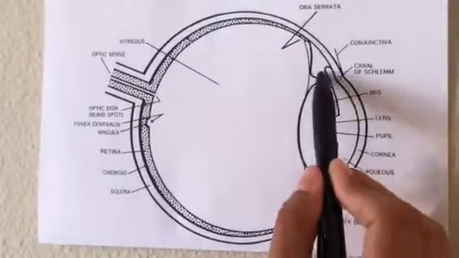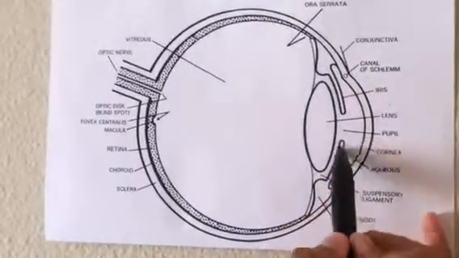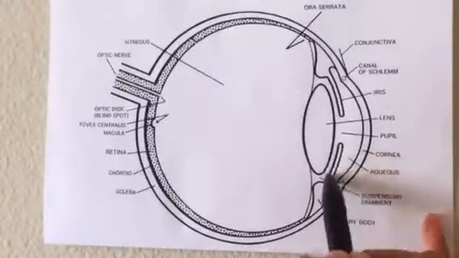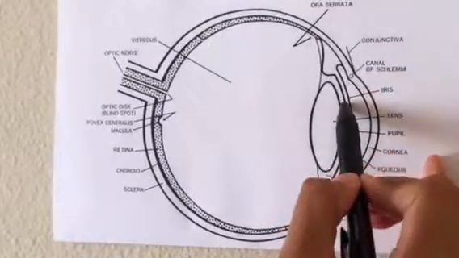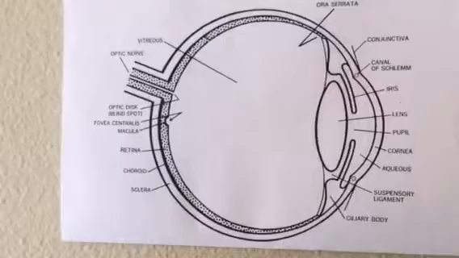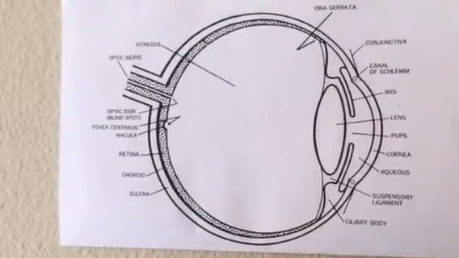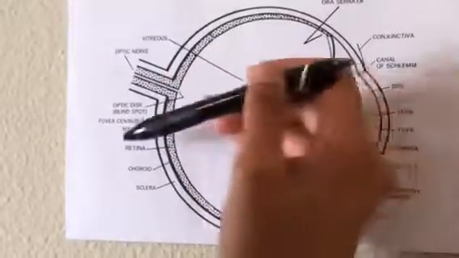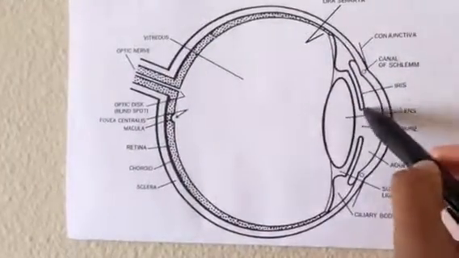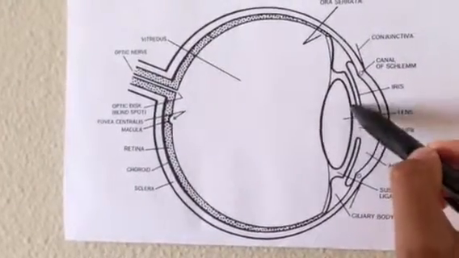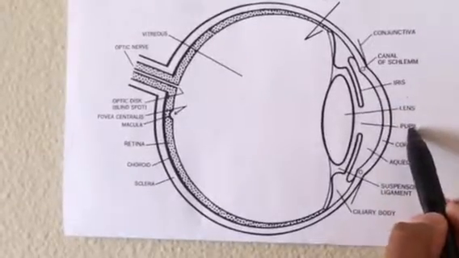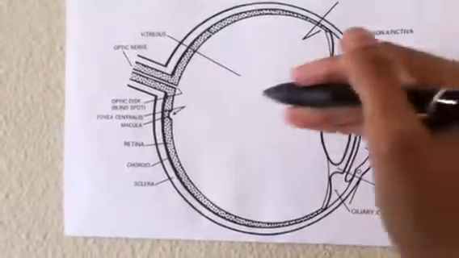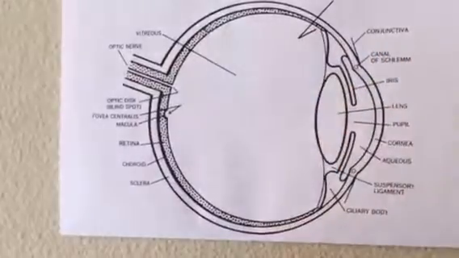The iris, seen right here, is a portion of the eye that gives the color of your eyes. Its main purpose is to control the amount of light that comes in the eye. And the hole in between is actually called the pupil, which is where the light comes through the eye.